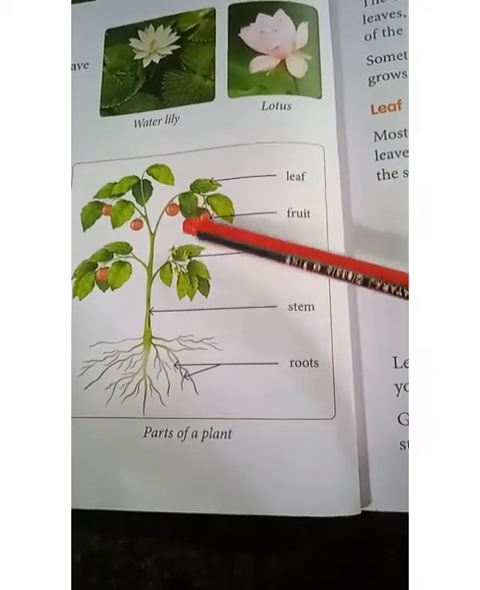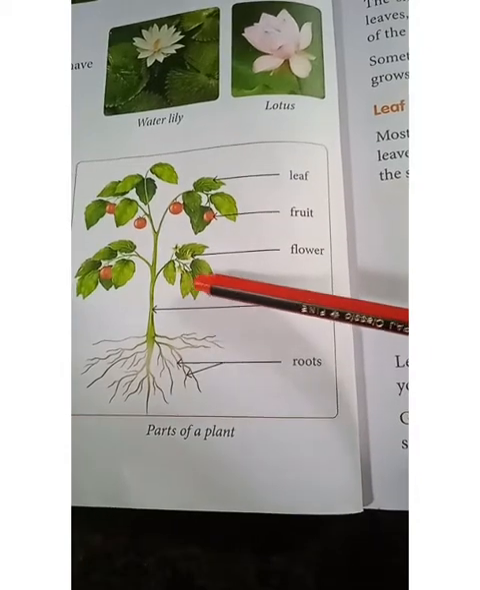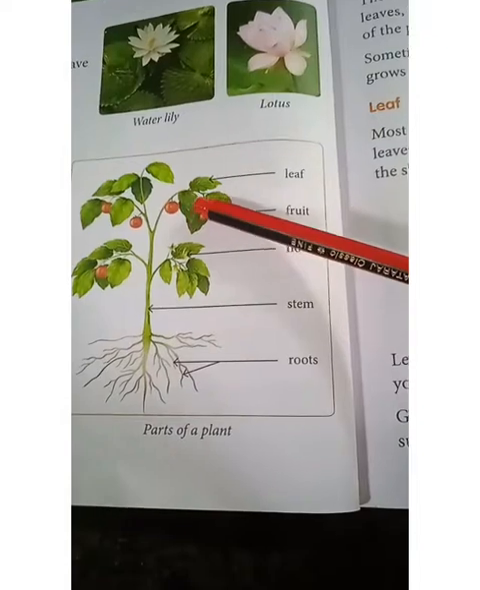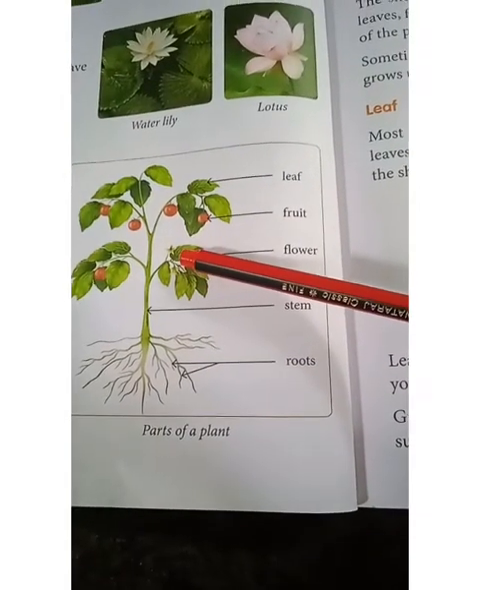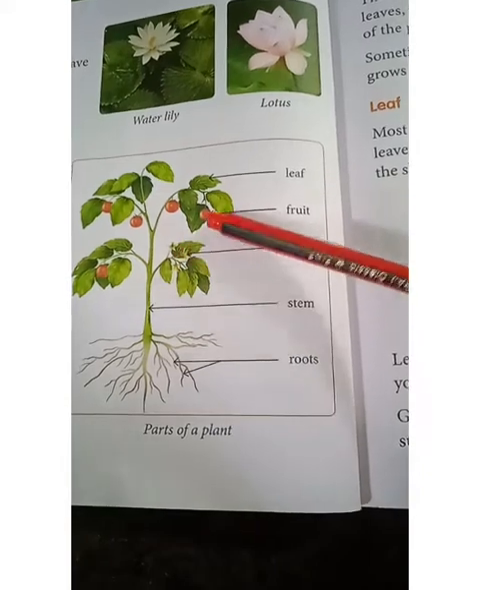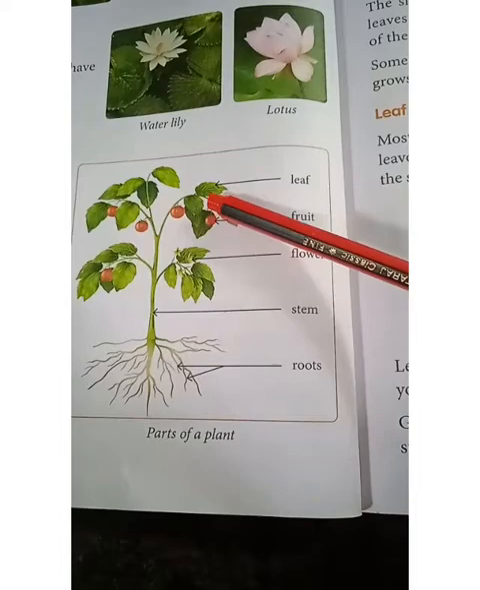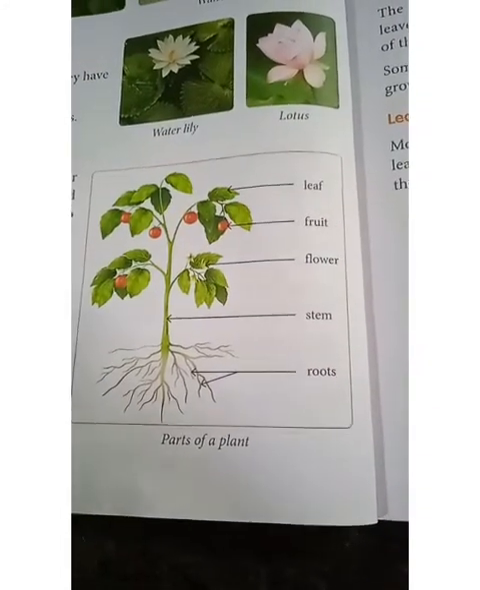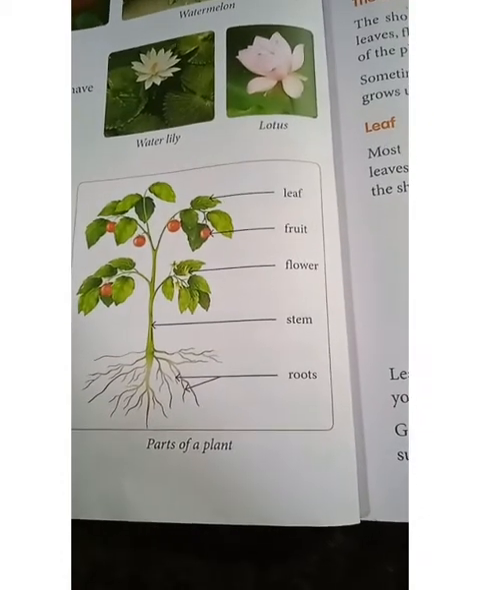Okay, so you will see the leaves on the stems. This is leaves, isn't it? You may also find flowers. The shoot also bears fruits. Okay, so let us learn about the different parts of the plant. So how many parts does the plant have?